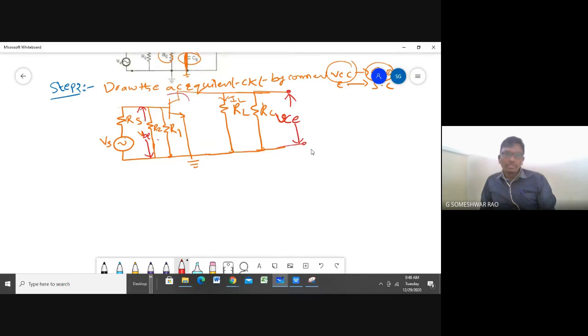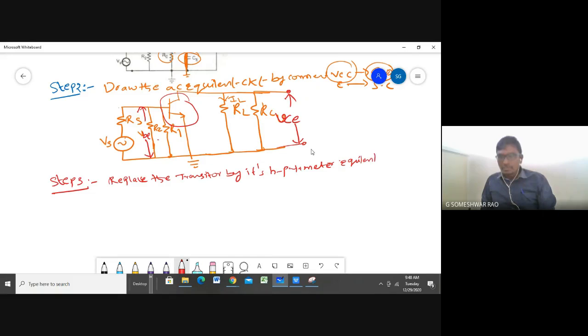Now we are going to draw the third step. What might be the third step? Step 3 is to replace the transistor. Please write it. Replace the transistor by its H parameter equivalent model.